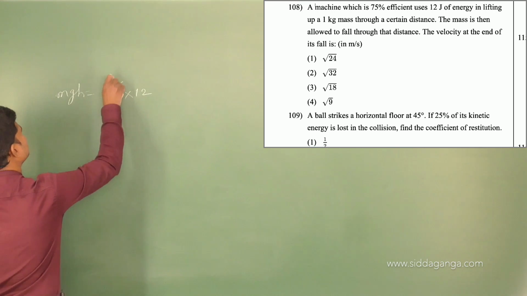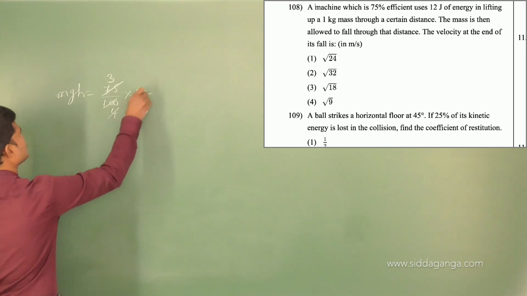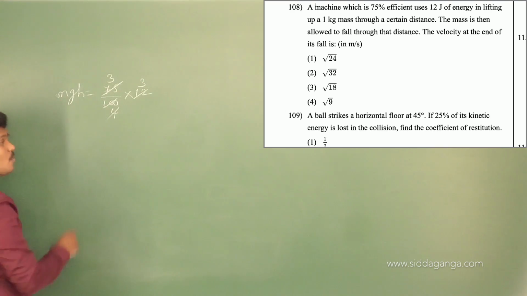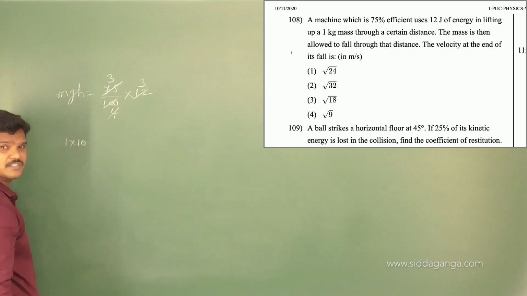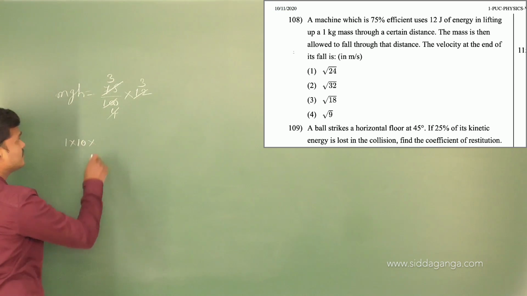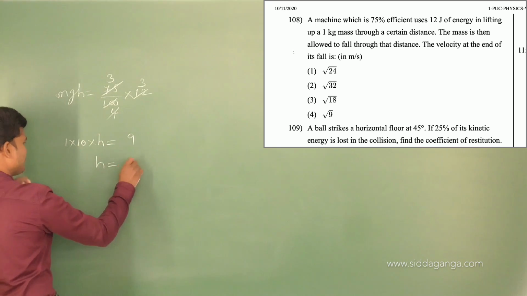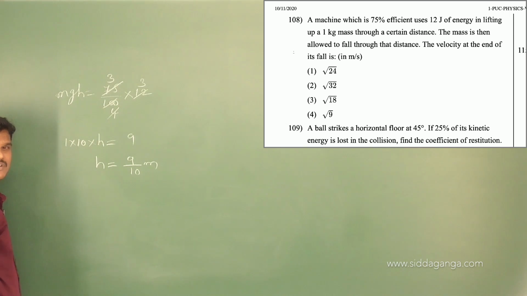So this is 3 fours, 4, 3 fours. Mass is mentioned, how much is it? 1. G is not mentioned, so you can take it as 10. Height is the target, 9. So h is equal to 9 by 10 meter. This is the height. They are asking to find the velocity at the end of its fall.